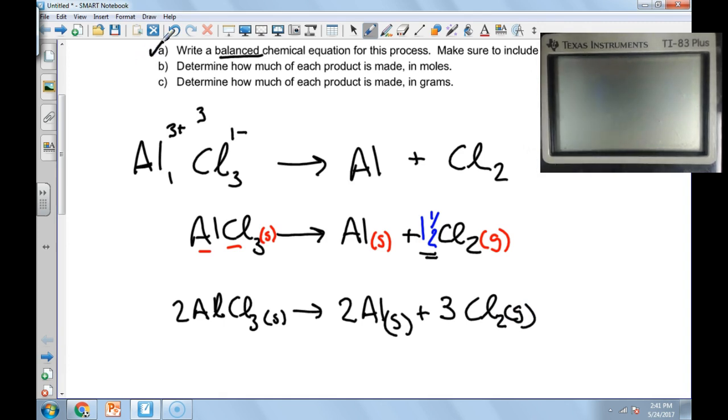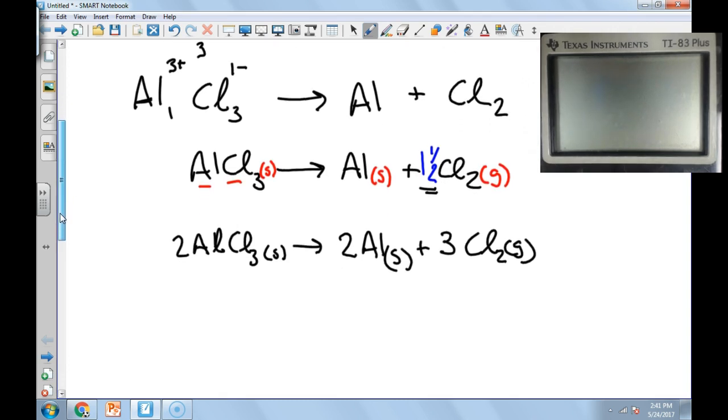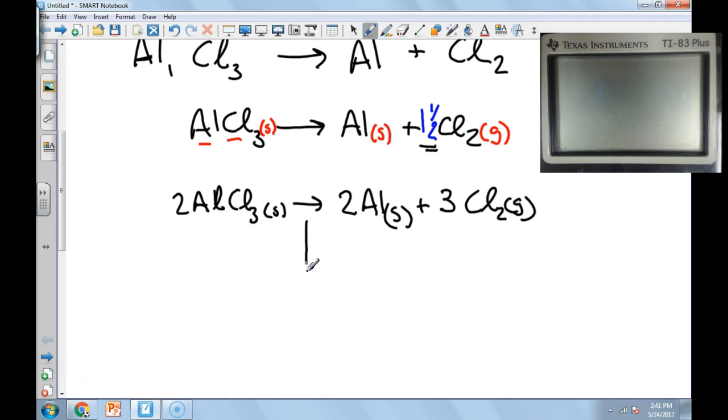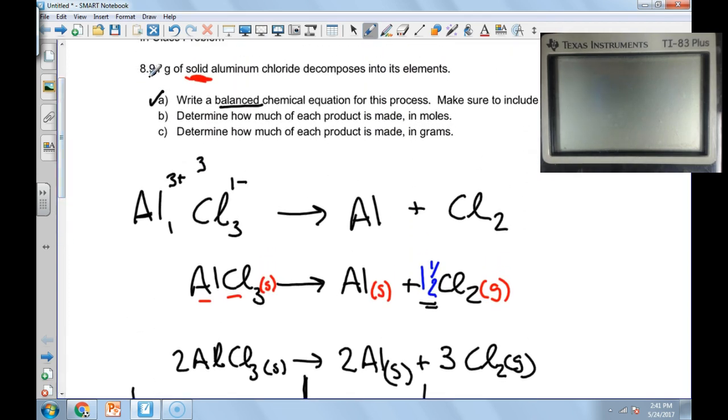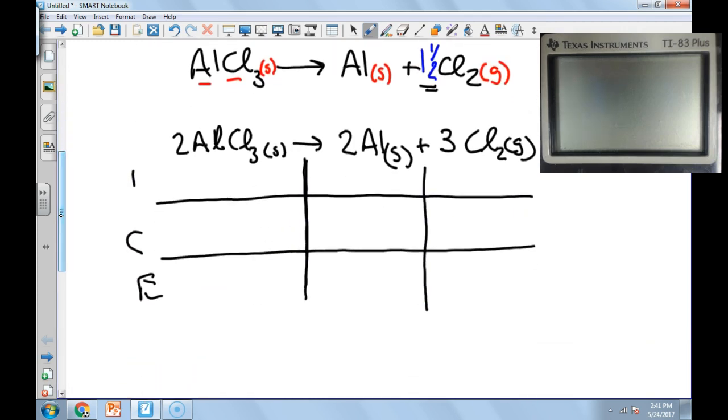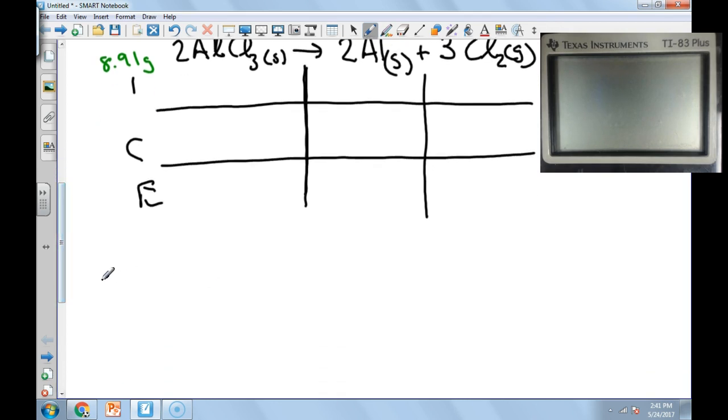And then it says determine how much of each product is made in moles. Well, this is where we're going to have to do an ICE chart. So we're going to go ICE. And we have 8.91 grams of aluminum chloride. So outside here, I'm going to put 8.91 grams because we have 8.91 grams of this. Now, below my ICE chart, I'm going to put my work.